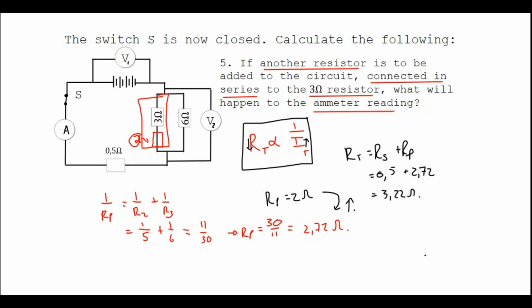So your R total has actually increased, which means what happens to the current? Your current has decreased. So your answer to this would actually be, therefore, current would decrease. Okay, decrease.